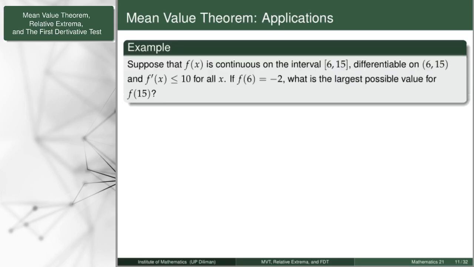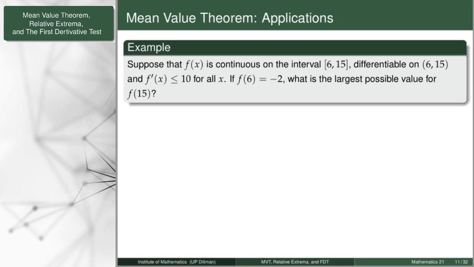Let's have another example. Now this is a very nice example as it gives rise to an application, truly an application of the mean value theorem. Suppose I have a function continuous on the interval [6, 15] and differentiable on (6, 15). Notice I do not know the function f. Unlike in the previous examples where we already know what the function is, here we only assume that f is continuous and differentiable. This is not an absurd assumption.